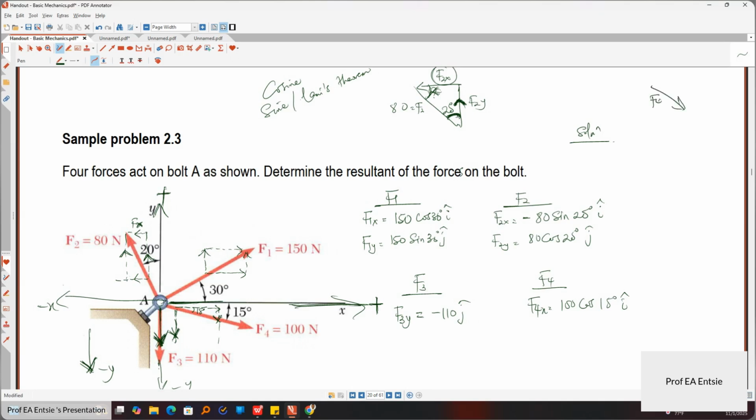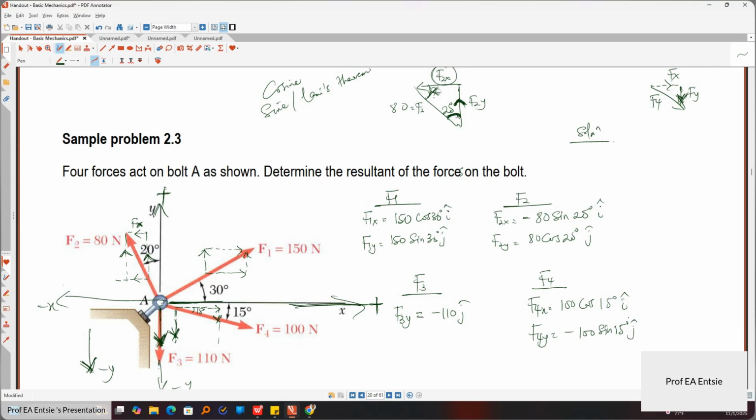This is how F4 is. It will go like this, then come down and meet it. So here will be Fx, here will be Fy. Fx is positive because it's moving to the right. Then F4y is going down, so that will be negative: negative 100 sine 15 degrees j.